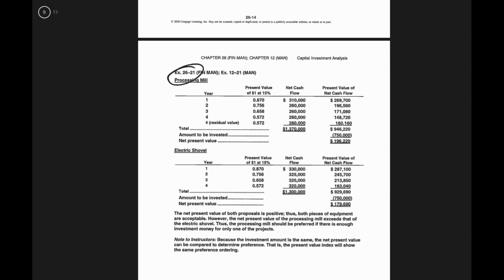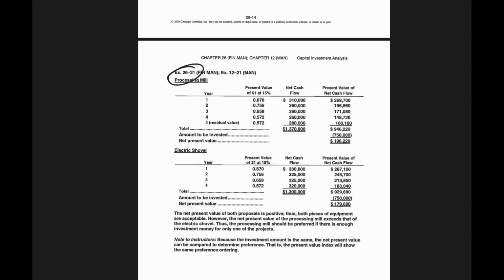Determine which equipment should be favored, comparing the net present value of the 2 proposals and assuming a minimum rate of return of 15%. All right, so we need to cut this thing off at 4 years because in order to keep it comparable, the electric shovel stops at 4 years.